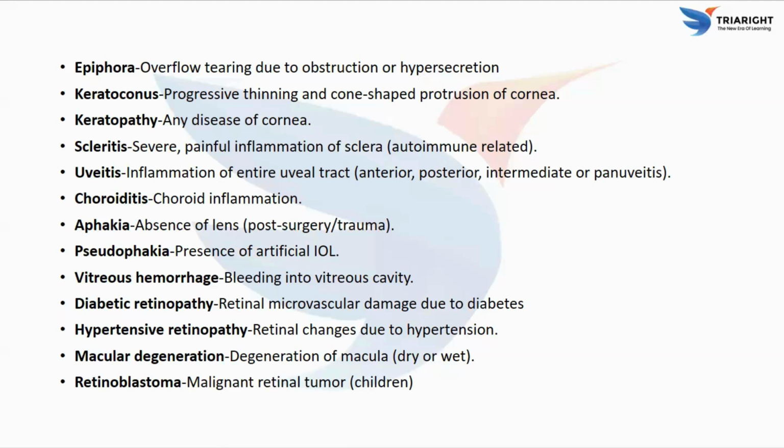So next is choroiditis. It's inflammation of the choroid layer, the vascular layer behind the retina. So this choroiditis is seen mostly in autoimmune diseases and also infections.